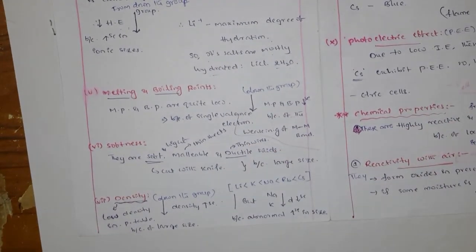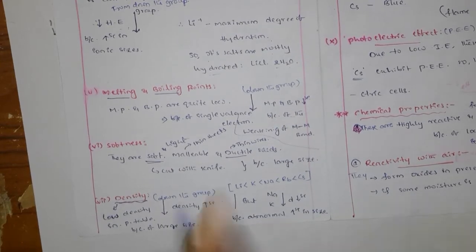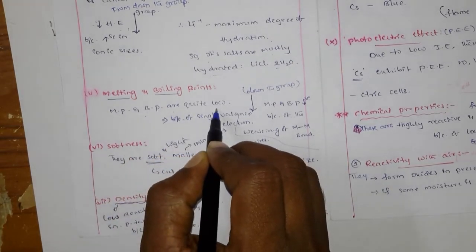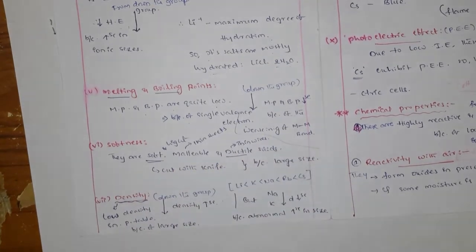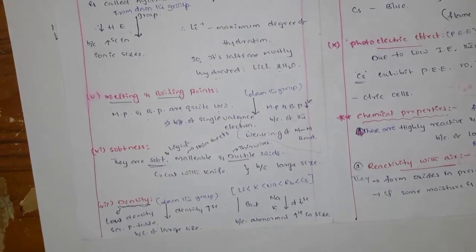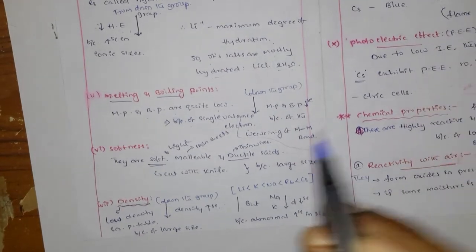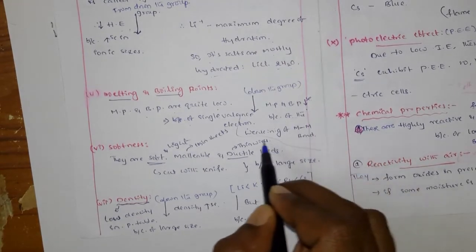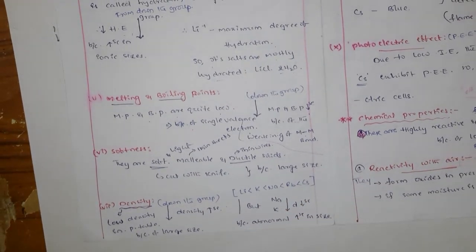Okay, and next come to the melting and boiling points. Generally the melting points and boiling points are quite low because of the single valence electron. You know that the first group of elements generally has only one valence electron. That is the reason why its melting and boiling points are very low. Again, down the group the melting and boiling points decrease because of the weak metal to metal bonds.